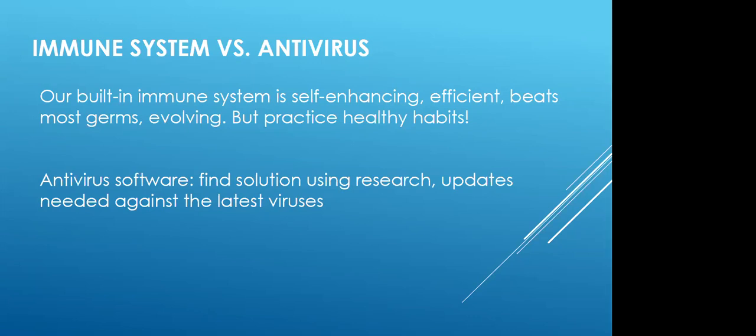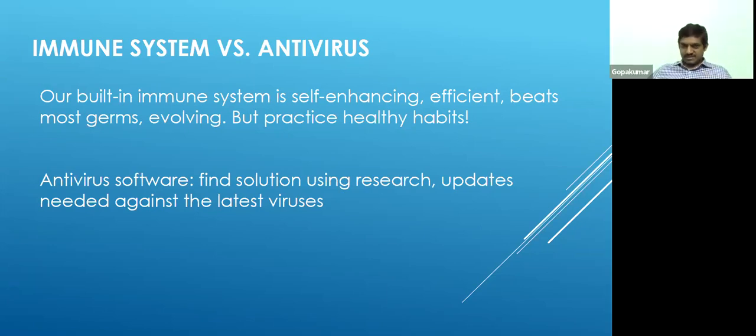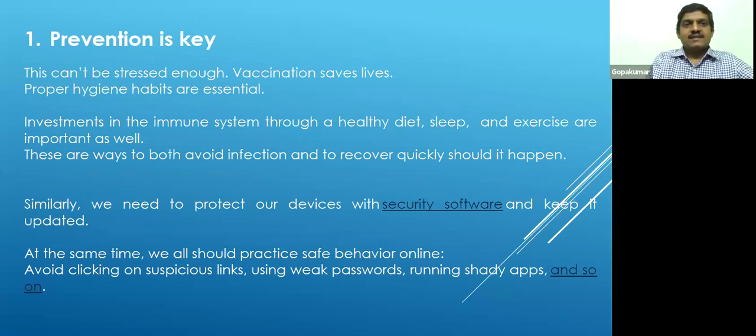If you look into antivirus software also, you find the solution using research. Updates are needed against the latest viruses. That is also a learning process. It's also evolving. So you can see a lot of similarity between an immune system and antivirus software. In both cases, prevention is the key. If you can prevent it, that's the best solution for preventing computer viruses as well as coronavirus. That's why we say stay home and stay safe.